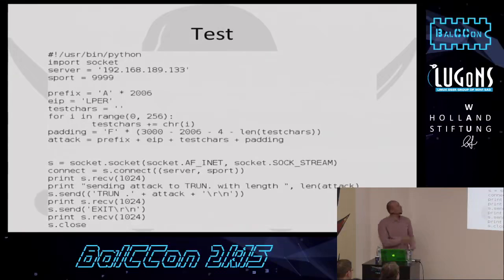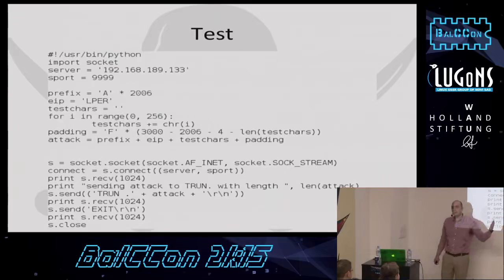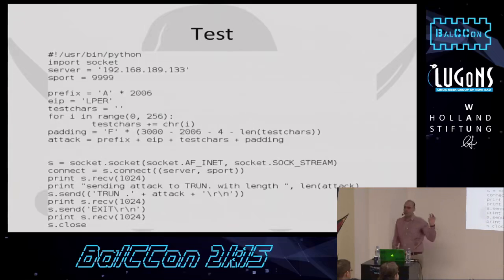I will just send my initial 2006 characters. Then I will send all the characters I can, and then I will finish the rest, because I need, in fact, 3,000 characters to make this exploit work. If it's less than 3,000, it will not be the same crash. My exploitable piece of memory will not be in the same location, etc. So I need exactly 3,000.